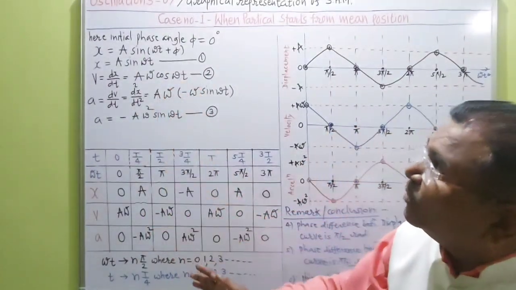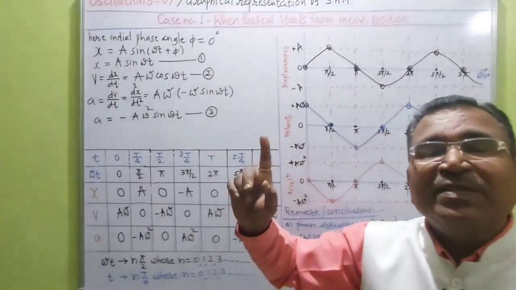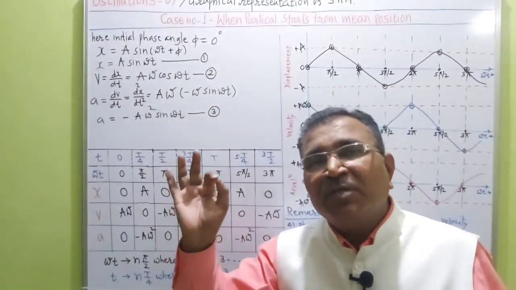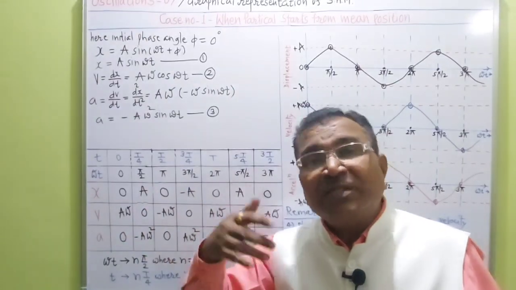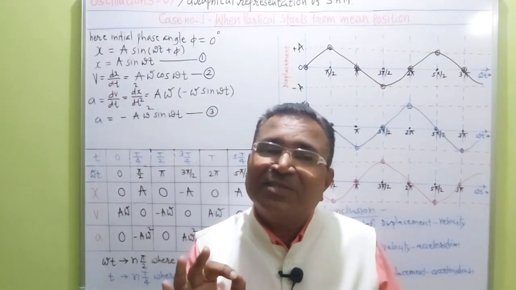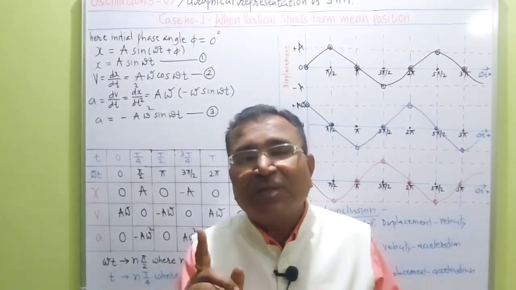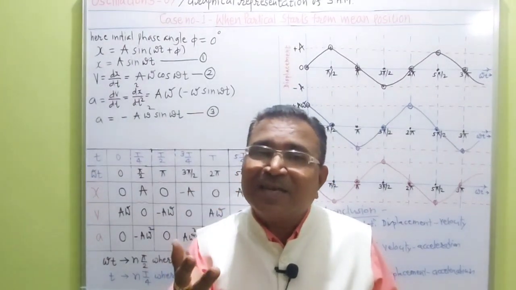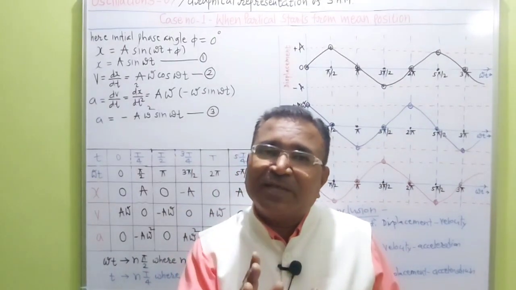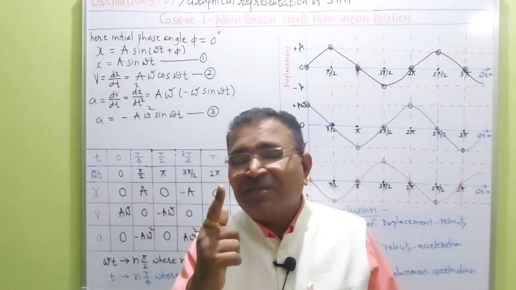So this is all about graphical representation of SHM when the particle starts from mean position. In the next lecture we have to see graphical representation of SHM, case number 2, when the particle starts from extreme position. Till then we will stop here and meet again for the next lecture.